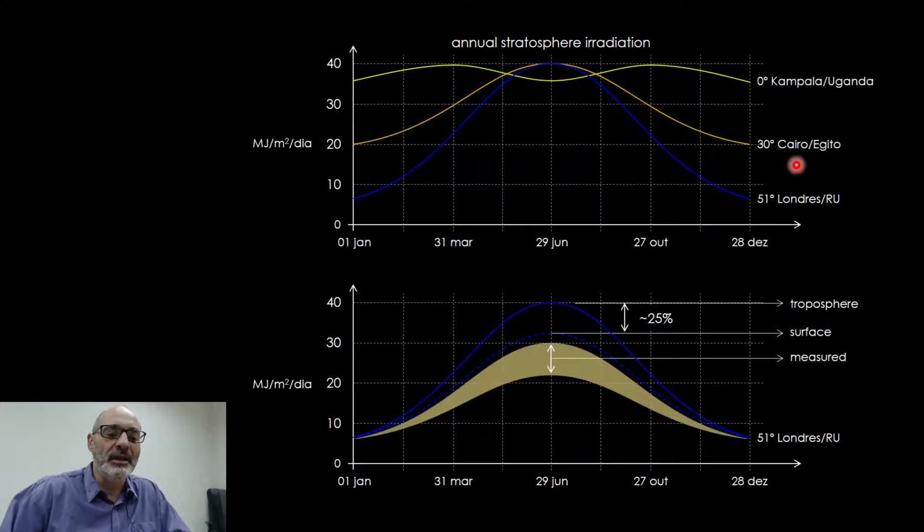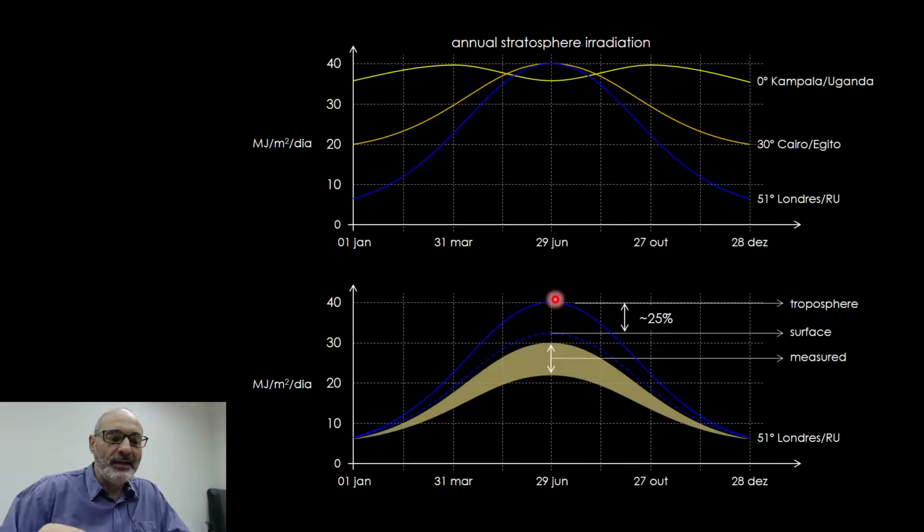At a latitude similar to ours here in the state of São Paulo, we have roughly half of the energy arriving in winter compared with summer: 40 megajoules per square meter per day compared to 20 megajoules. And at higher latitudes, such as London, UK, you have an even bigger variation. But this is, as I mentioned, what arrives at the top of our atmosphere.